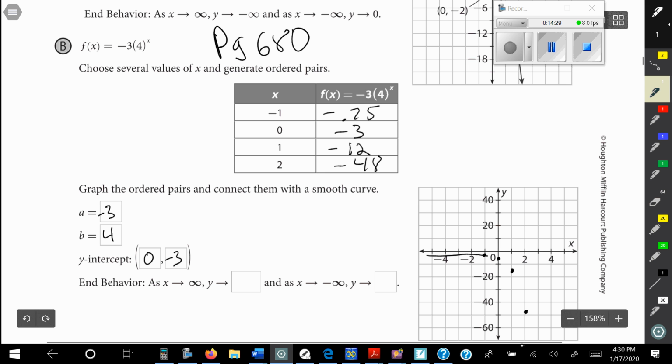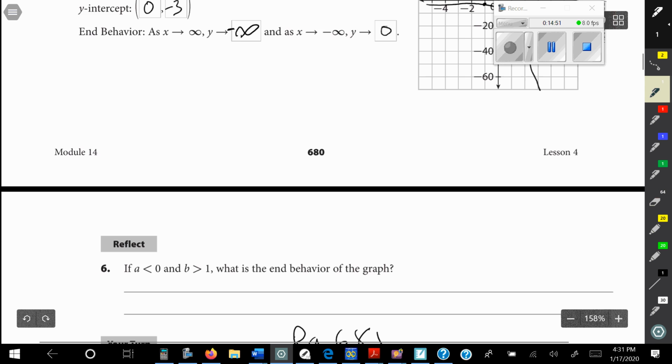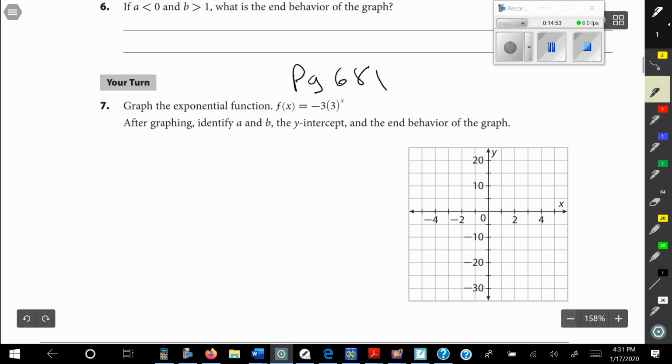Our graph is kind of going like that. So as x goes to positive infinity, y is going to negative infinity. And as x goes to negative infinity, y is getting closer to 0. All right, take a look at this next example and see if you can solve this one.